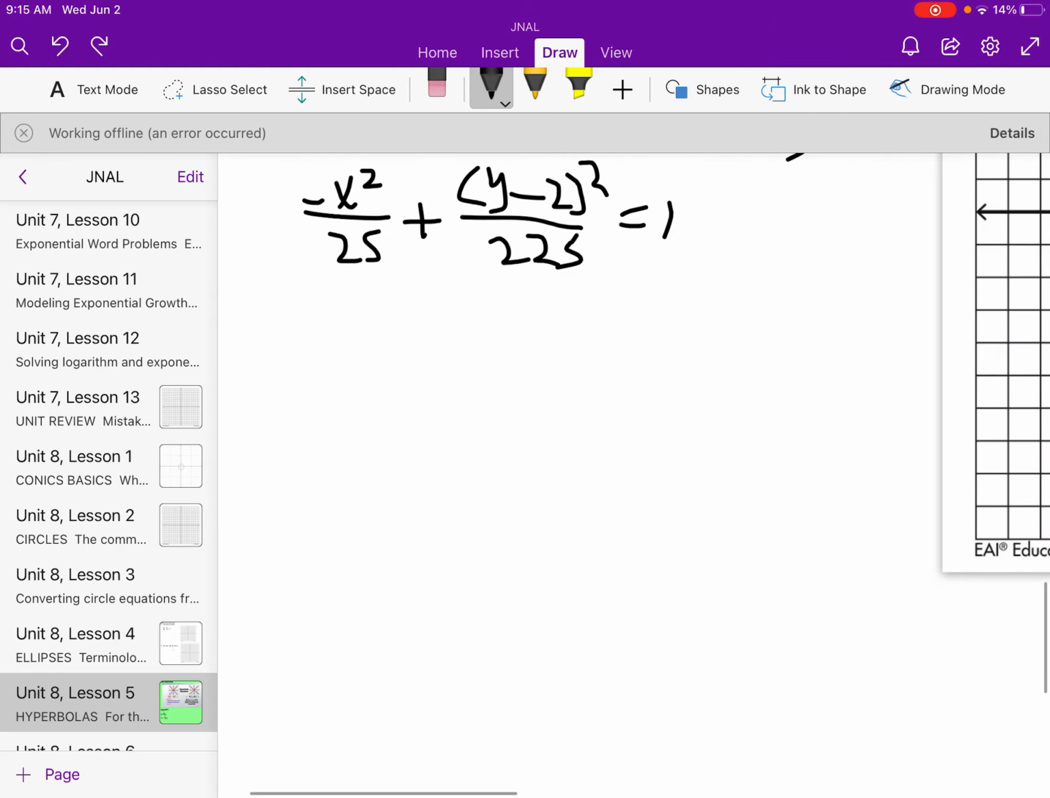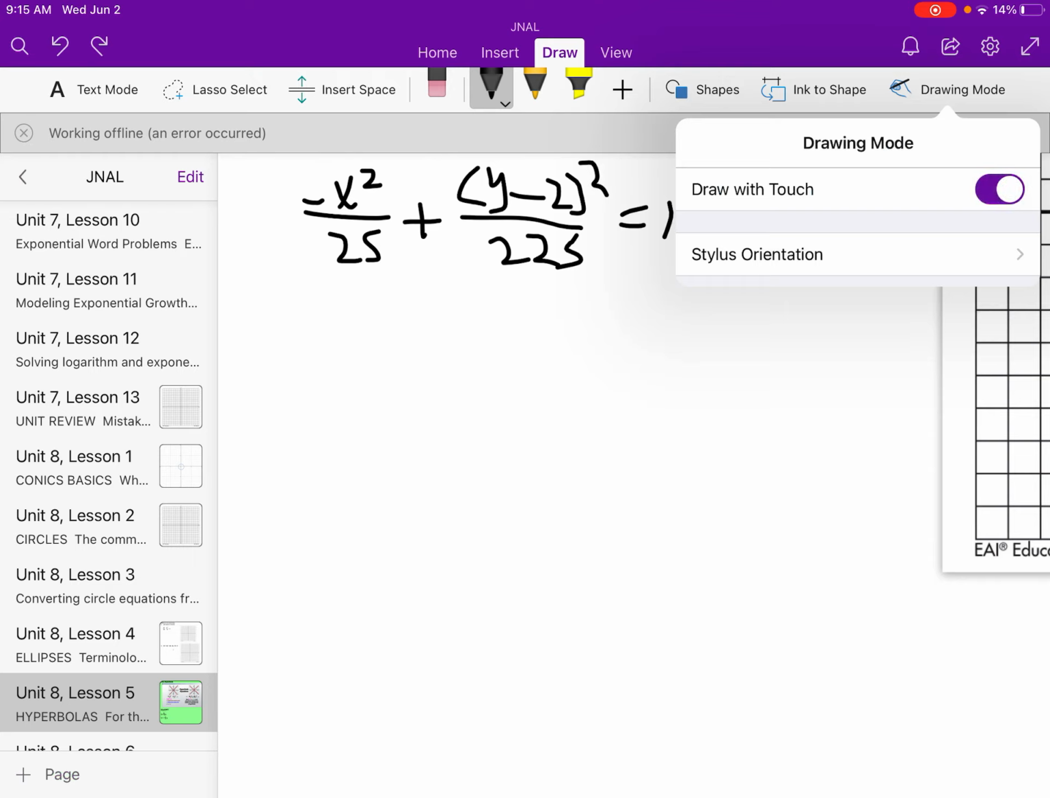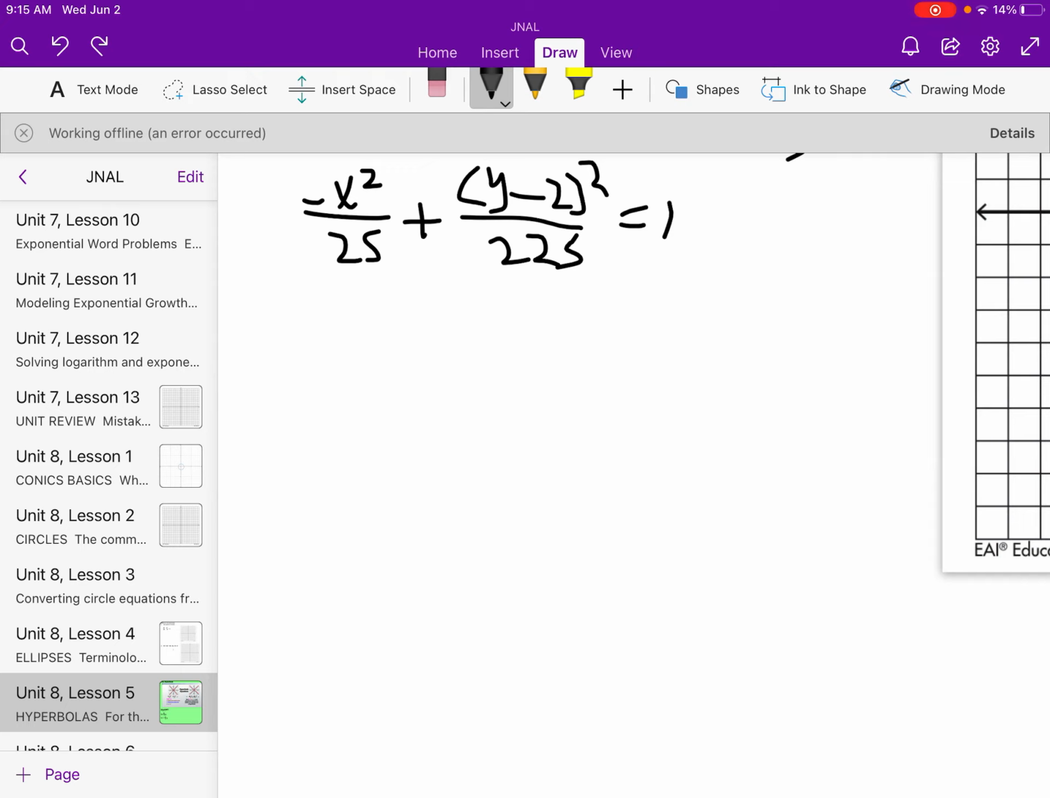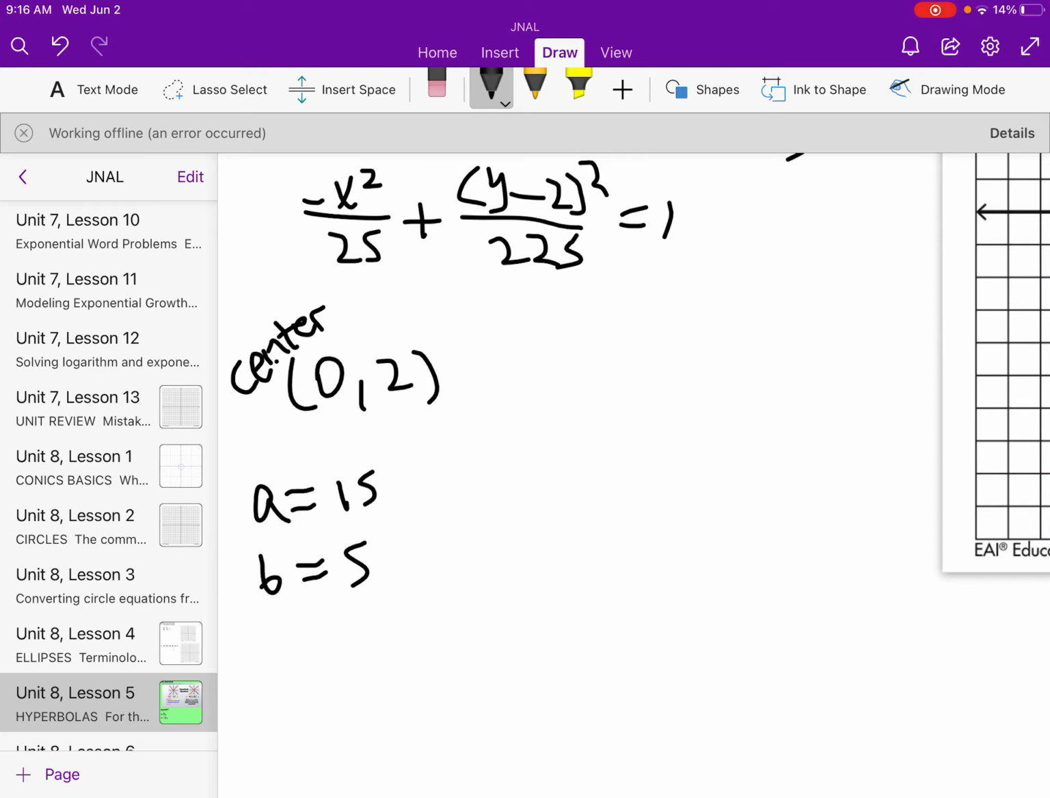We need to figure out the center point. Center point is, well, we see that there's no transformations for the x, but there is a negative 2 for the y, so that means 0, positive 2, because you have to change that sign. So that's the center. So then a is going to be the greater number, so 225 is a squared, so that means a is 15. B is going to be this, that b squared is 25, so b is 5.